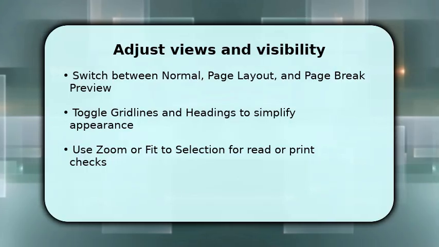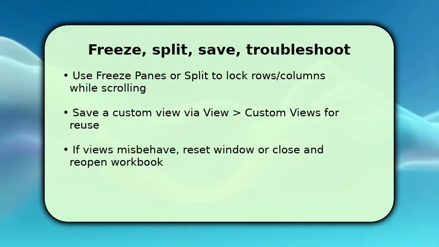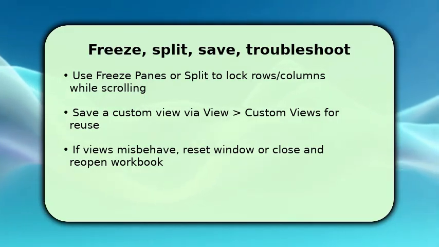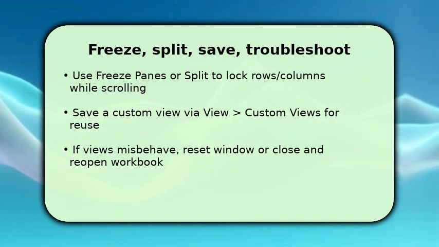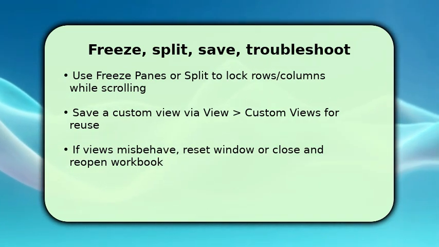Select a cell and choose Freeze Panes or create splits to examine distant sections simultaneously. Once satisfied, save a custom view so you can return to this configuration quickly. Make sure macros or filters aren't interfering before saving.